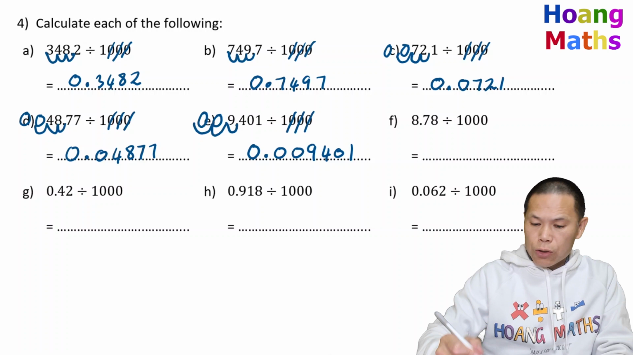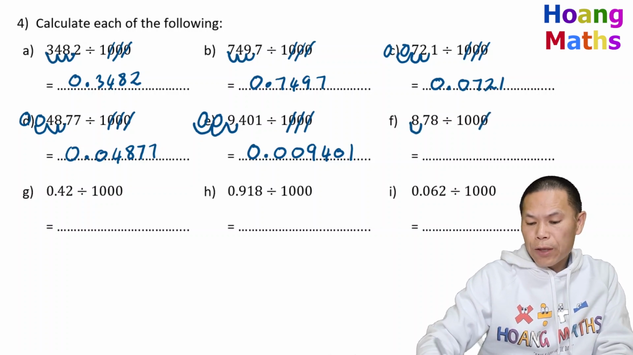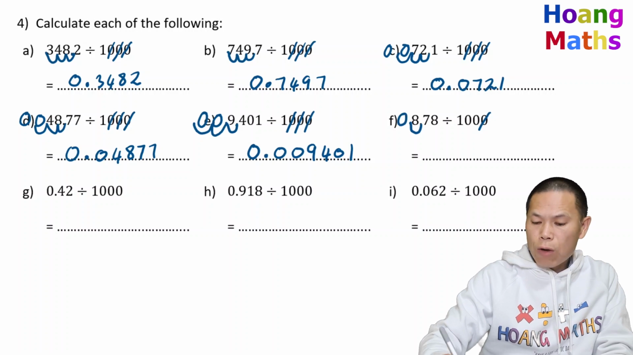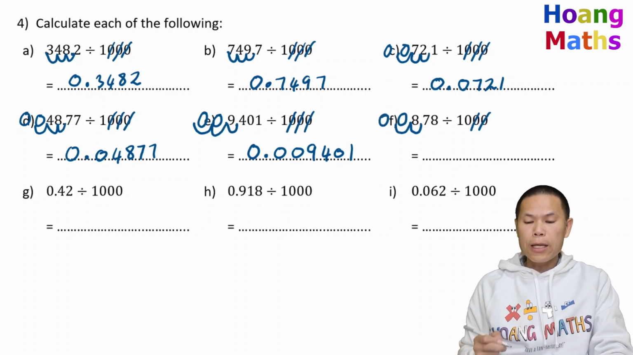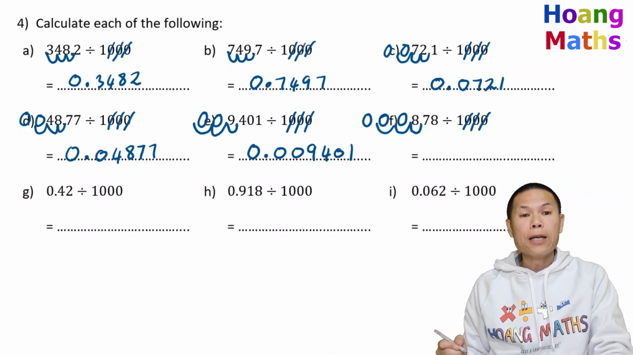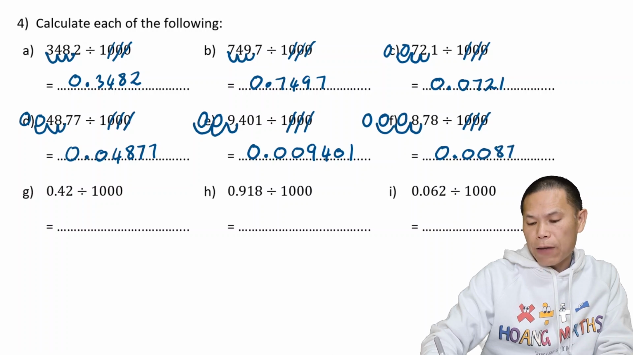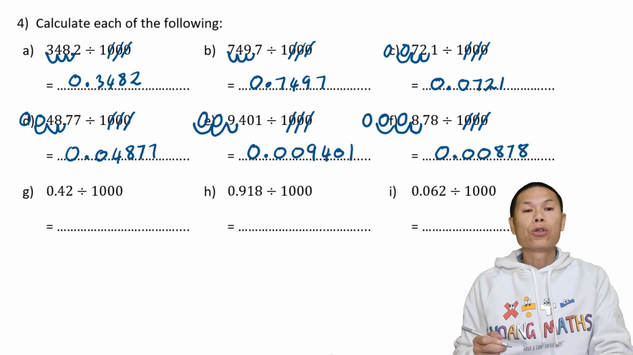Part F. So we divide by 1,000. This decimal point, move 1 unit to the left. Cancel this. And we add a 0. We cancel this. We move one more time. Put a 0 in front. And we divide by 10. We move one more time. We cancel. And don't forget, we put a 0 in front. So the answer is 0.00878. So there you go.